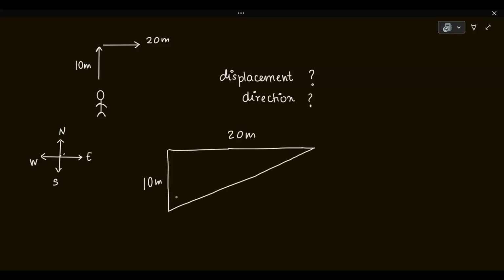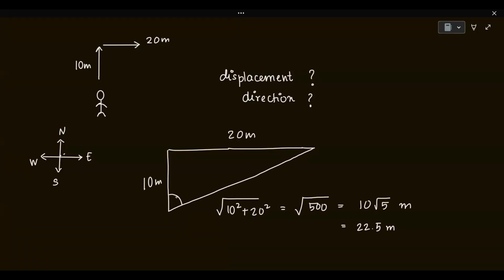Finding out the displacement is pretty easy. It's under root of 10 square plus 20 square, so this is going to be under root of 500. I think people got this correct. Really happy. 10 root 5 meters is the displacement. If you convert it into decimals, I think it comes around 22.5. That also someone found out. Again, very nice. Now it's time to find out the angle.